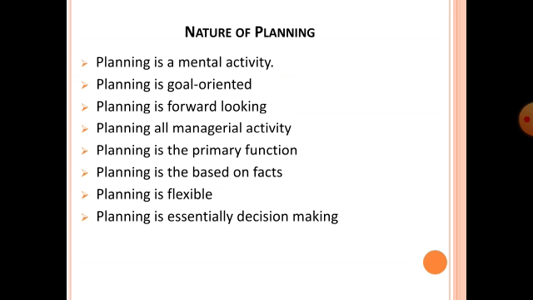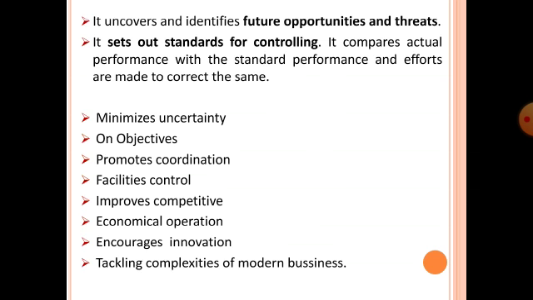Okay, then the next and last point of the nature of planning is essential decision making. This is the most important point in an organization. Planning is a choice activity, as the planning process involves finding the alternatives and selecting the best. Thus decision making is the critical part of planning. Okay, the nature of planning is over. We have taken some points like mental activity, goal oriented, forward looking, managerial activity, primary function, based on facts. Planning is flexible, and the last point is that planning is essential decision making.